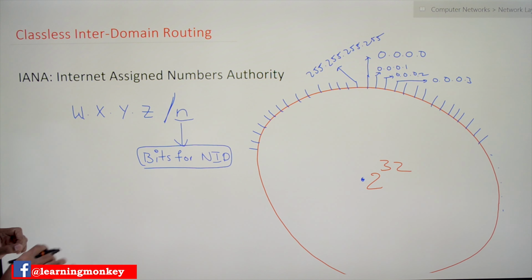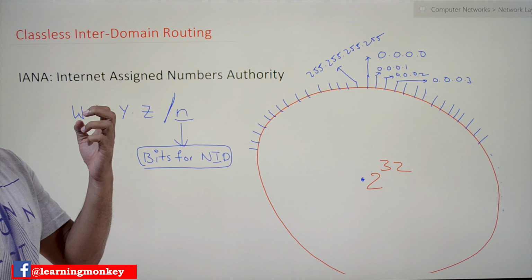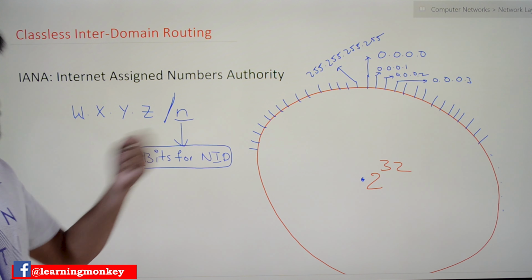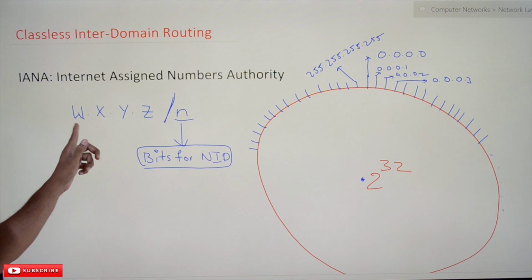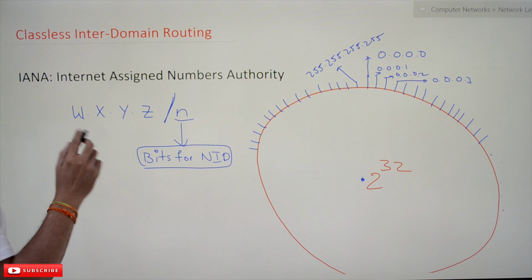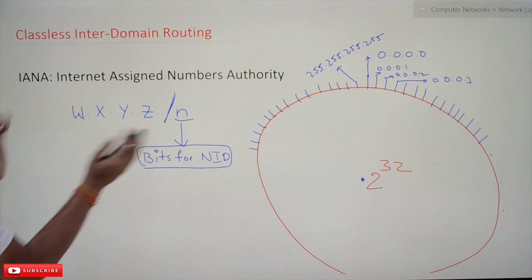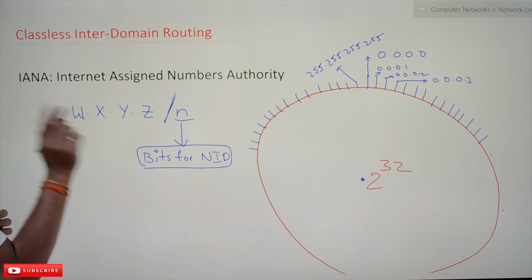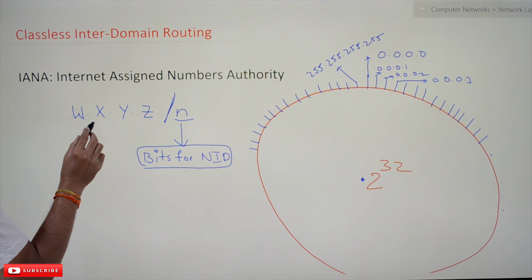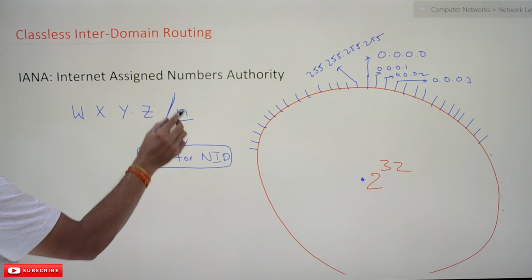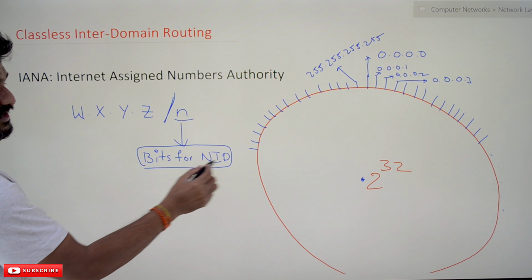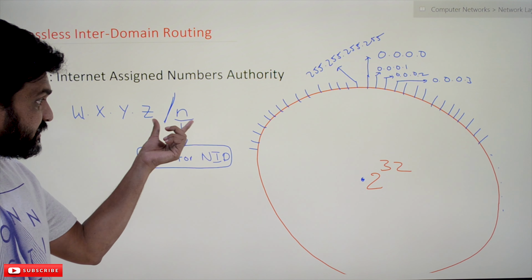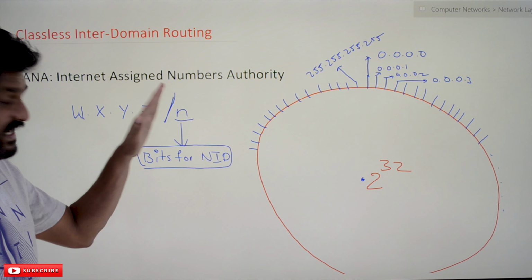Now, how will CIDR addressing be represented? As we don't have any classes, a CIDR IP address is represented as w.x.y.z/n. This n stands for the number of bits assigned for the network ID. It is represented in this way, /n.